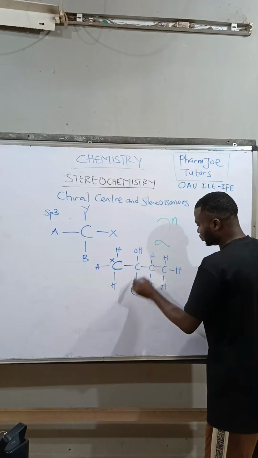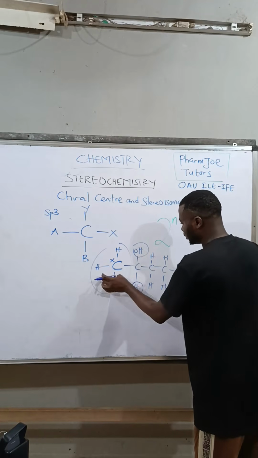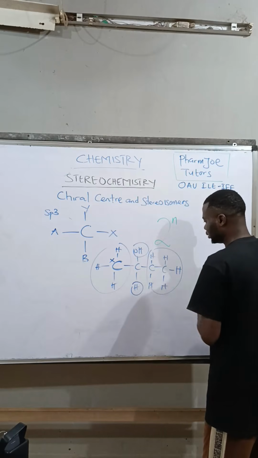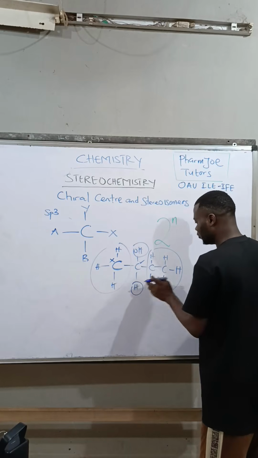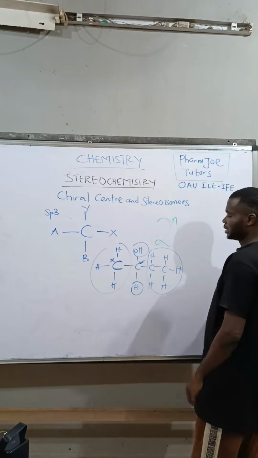This carbon has hydrogen, has OH, has the whole of this, which is CH3, and has the whole of this. Meaning that we have 4 around it, 1, 2, 3, 4, and they are all different. This carbon is a chiral carbon.